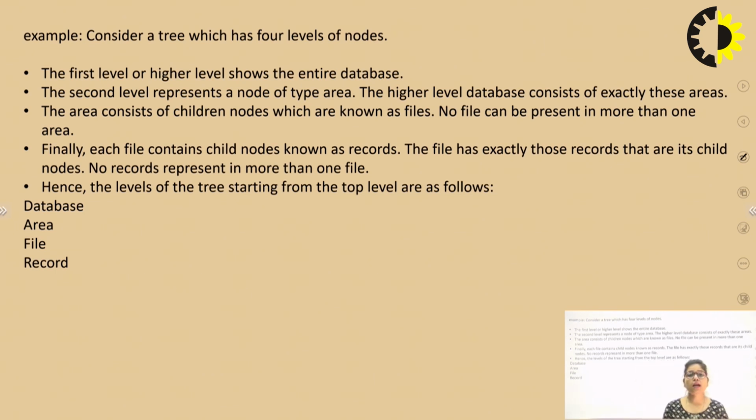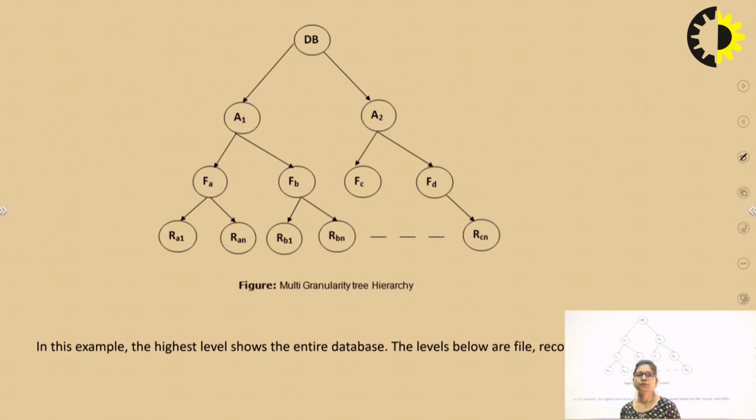The file has exactly those records that are its child nodes, and no record is represented in more than one file. Hence, the levels of the tree starting from top are as follows: database, area, file, and record. These are the levels. This is the example of a multiple granularity tree hierarchy. The highest level shows the entire database. The levels below are files, records, and fields.